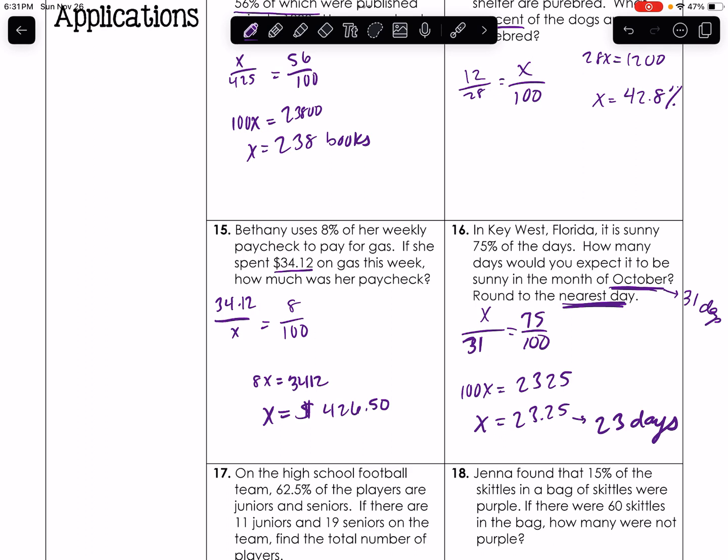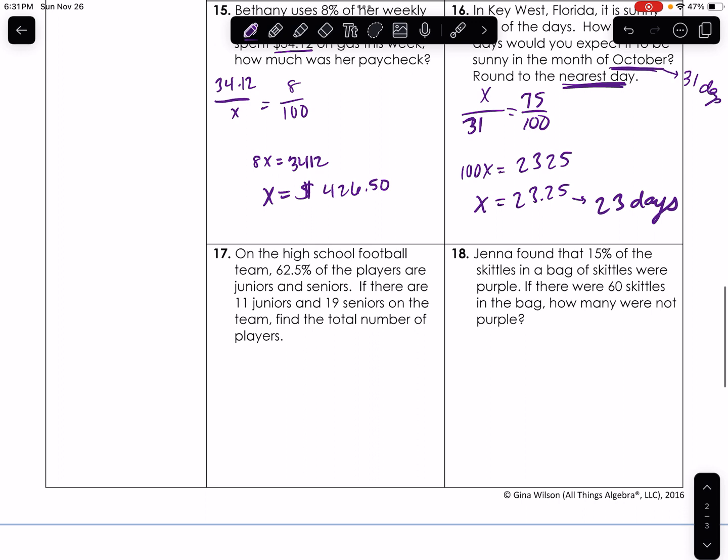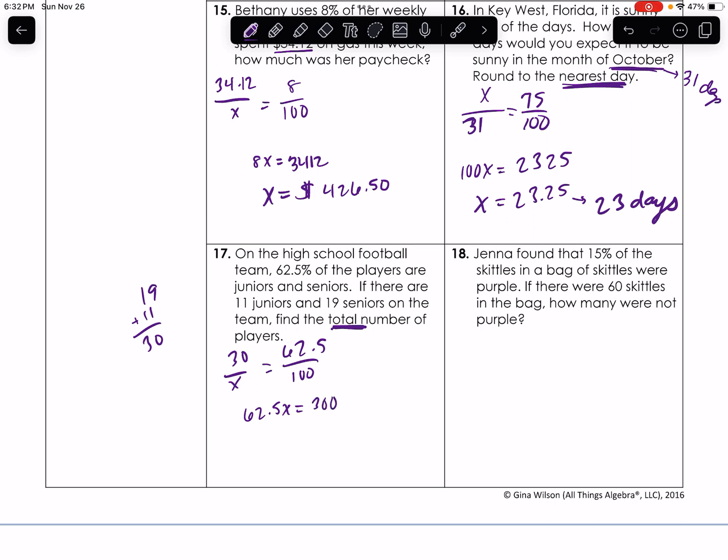Okay. Last two problems. On the high school football team, 62.5%, that's over 100, of the players are juniors and seniors. If there are 11 juniors and 19 seniors on the team, so again, that's a portion. So 19 plus 11 is 30. Find the total. So I know X is on bottom. Okay, so I'm going to get 62.5X equals 3,000. X equals 48 players total.